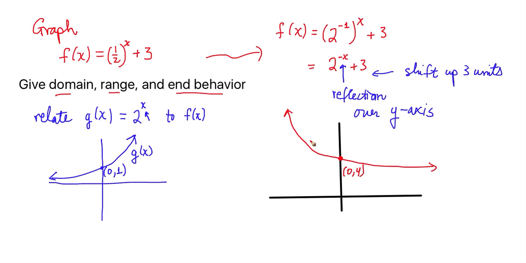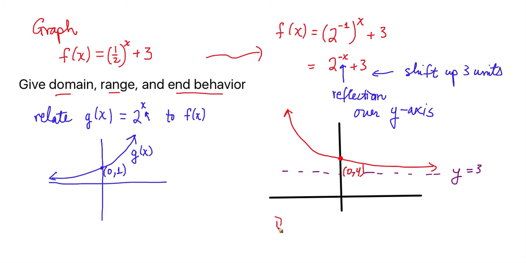And instead of leveling off at y equals 0, it's going to level off at y equals 3 because it's being shifted up 3 units. So if we have this dotted line here, it would look something like so. So this would be our horizontal asymptote. This would be y equals 3 instead of y equals 0. And with this in mind, we can now answer these questions about range, domain, and end behavior.